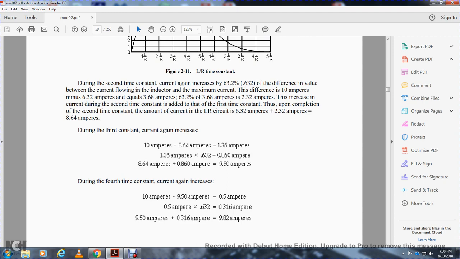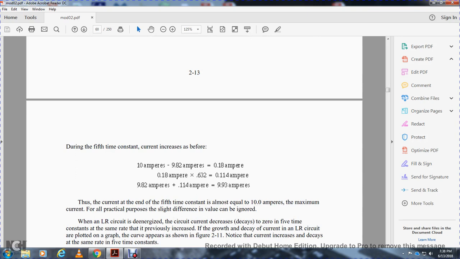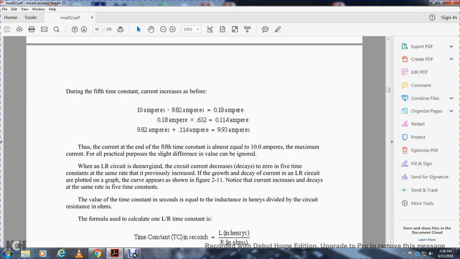For the fifth time constant, the current increases: 10 amperes minus the 9.82 amperes from the fourth constant gives your amperage difference, times 63.2%, equals 0.11, or 9.82 amperes plus 0.11 equals 9.93 amperes. So if the current at the end of the fifth time constant is almost equal to 10 amperes, the maximum current, for all purposes the slight difference can be ignored.